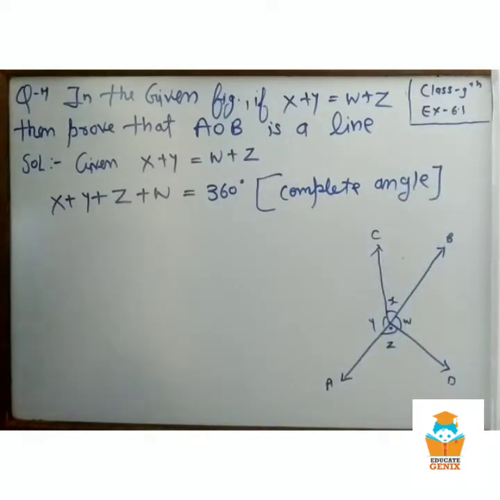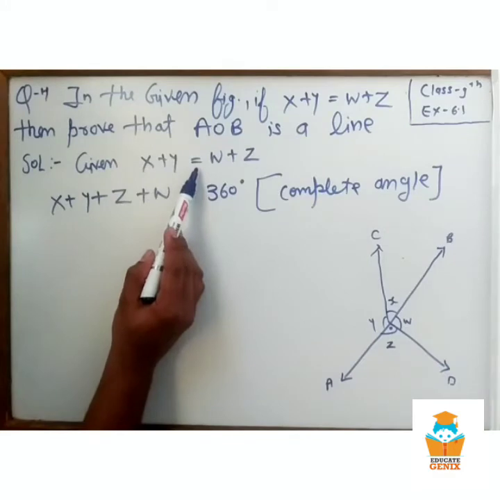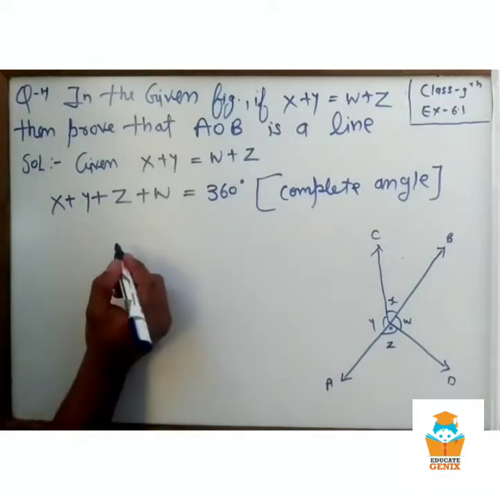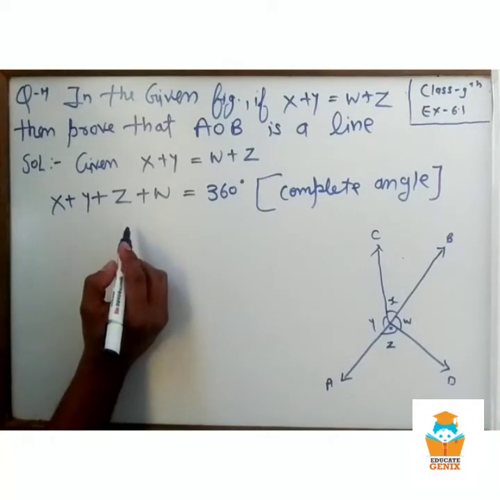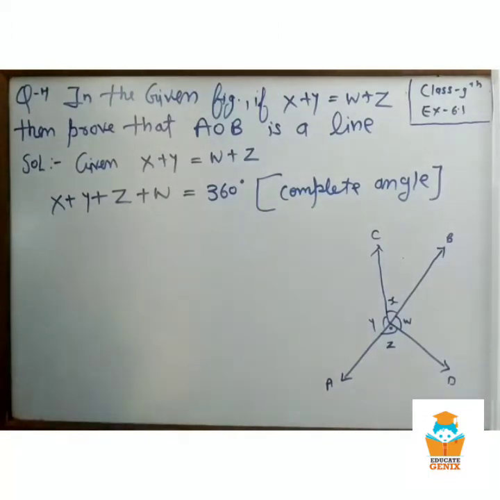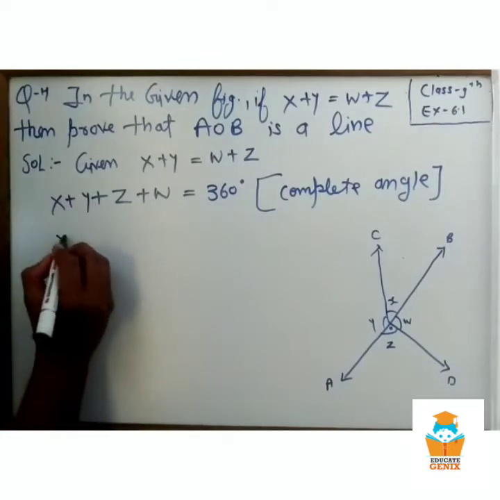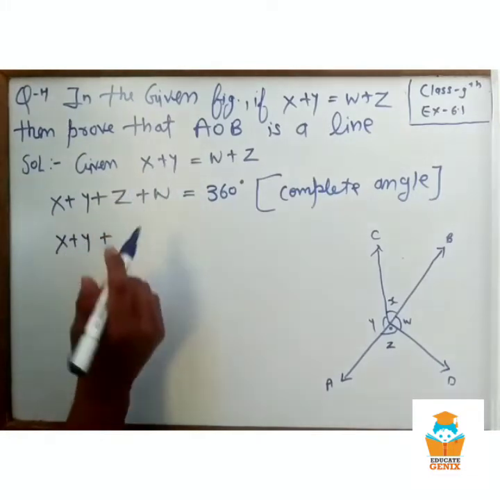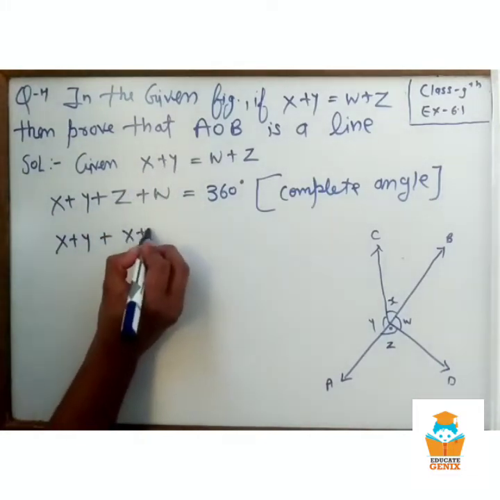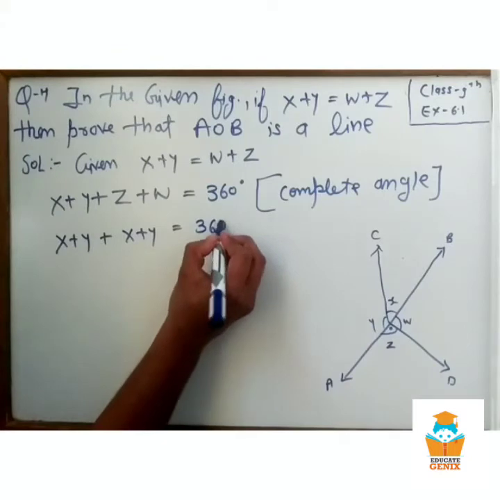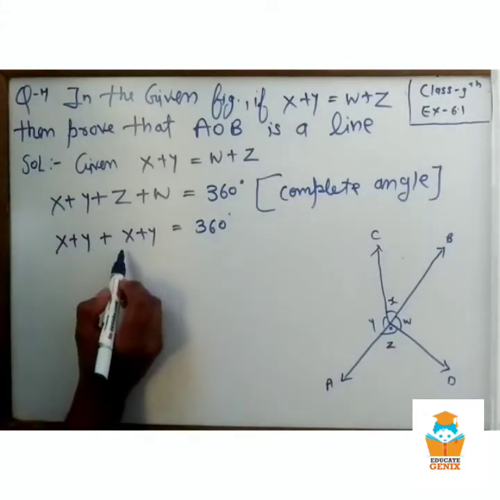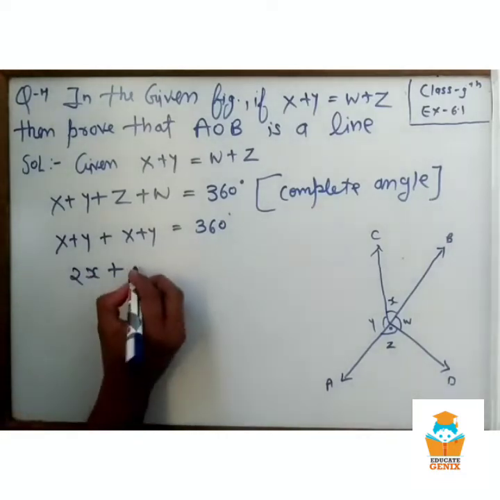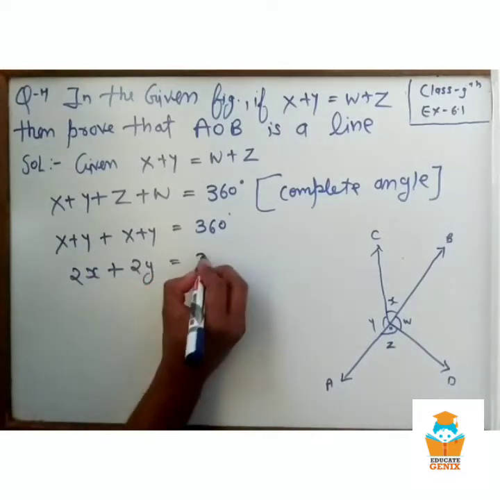As already given, x plus y equals w plus z. So we are going to put w plus z as x plus y. Therefore x plus y plus w plus z, we are putting x plus y. Therefore x plus y plus x plus y equals 360 degree. Here x plus x is 2x, plus y plus y is 2y, equals 360 degree.